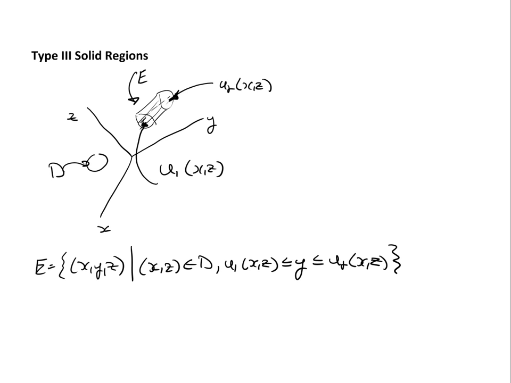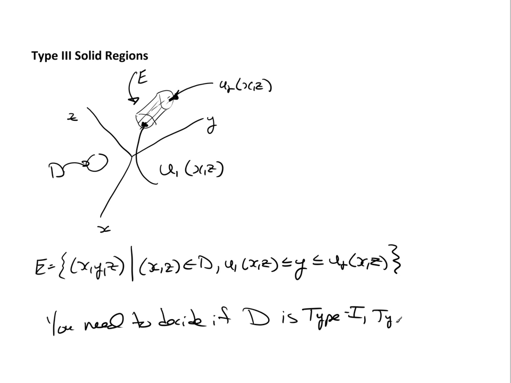Now for each case, regardless if you're dealing with a type 1, type 2, or type 3 solid, you need to decide if the region D, the projection onto the appropriate plane, is of type 1, type 2, or a combination. So you need to decide how to deal with this region D.